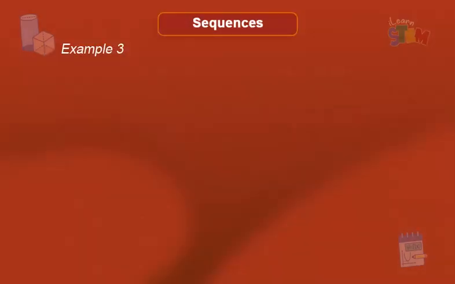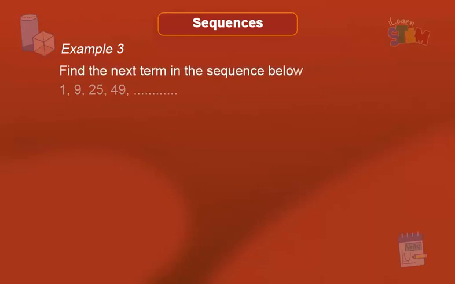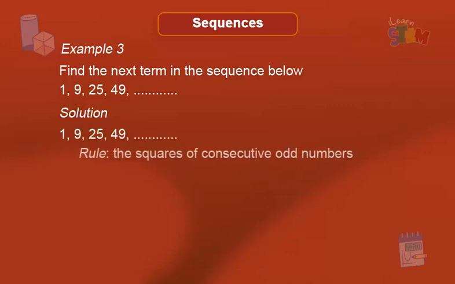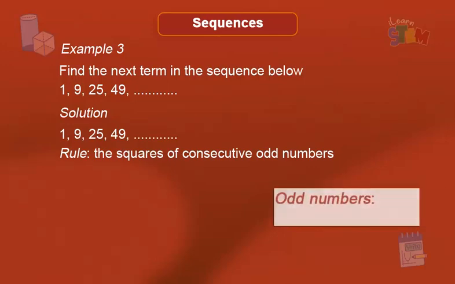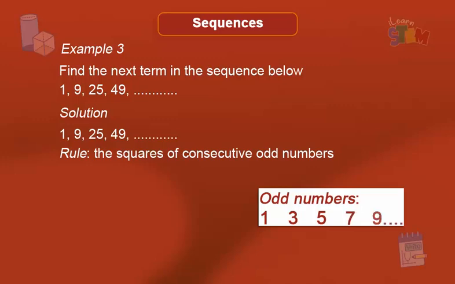Example 3. Find the next term in the sequence below. Solution. The rule of the progression of the sequence is: the squares of consecutive odd numbers. We know that odd numbers include 1, 3, 5, 7, 9, and so on.